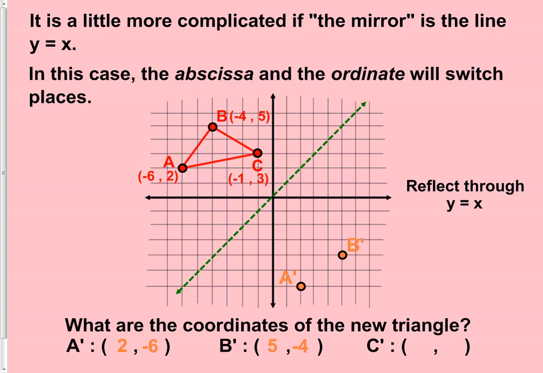C is currently at -1, 3, reflecting through y equals x. We switch the abscissa and the ordinate, and he exists at 3, -1. So plot our point, label it, connect the dots, and we have our image. Okay, so that's not too bad. You just have to remember that there is a procedure if the line is y equals x.